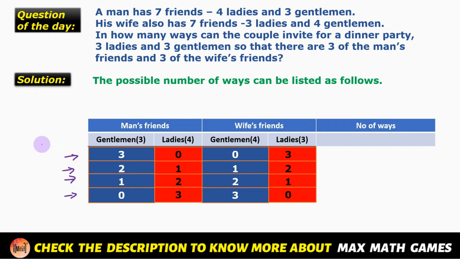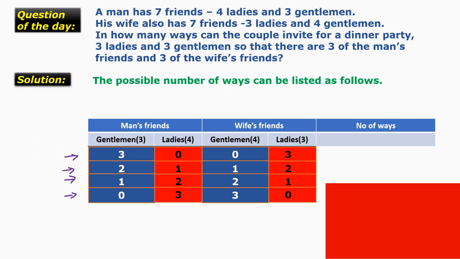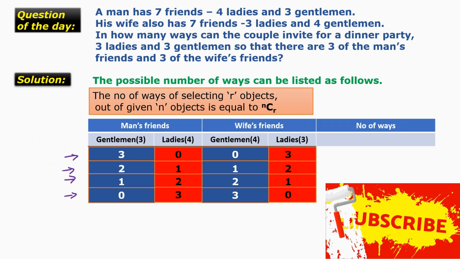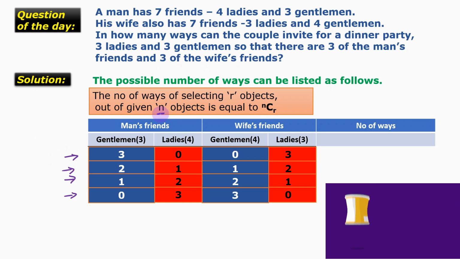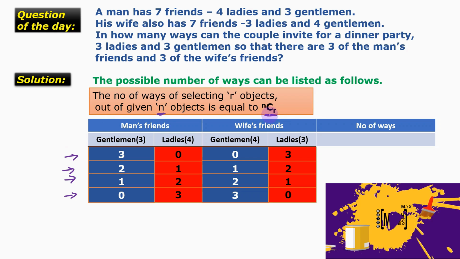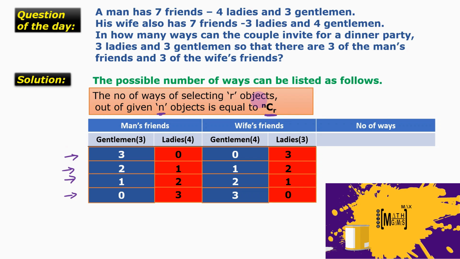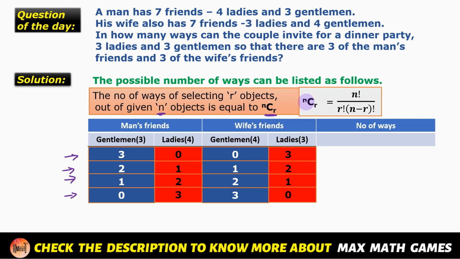For that we need to understand a basic concept of permutations and combinations, that is the concept of combinatorics. The number of ways of selecting r objects out of given n objects is given by nCr, and nCr is given by the formula n factorial divided by r factorial into (n minus r) factorial.